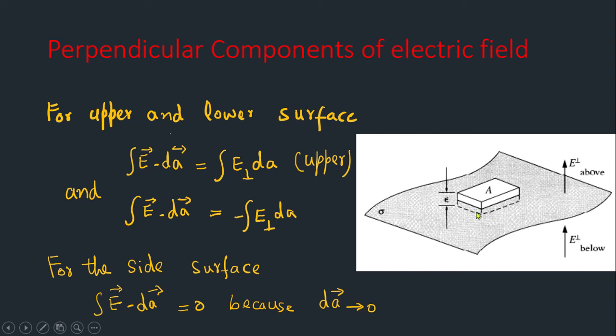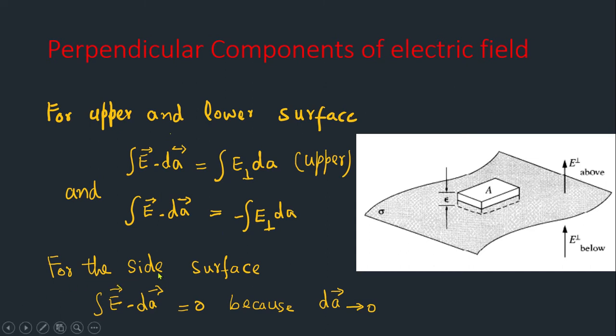And for the lower surface, which is below this surface charge, we can write E dot dA is equal to minus integral E perpendicular dA, because for the lower surface, the components of the electric field and area are in opposite directions. The electric field is in the upward direction and the area is in the downward direction, so the angle between the electric field and area is 180 degrees. Therefore the negative sign arises for the lower surface.